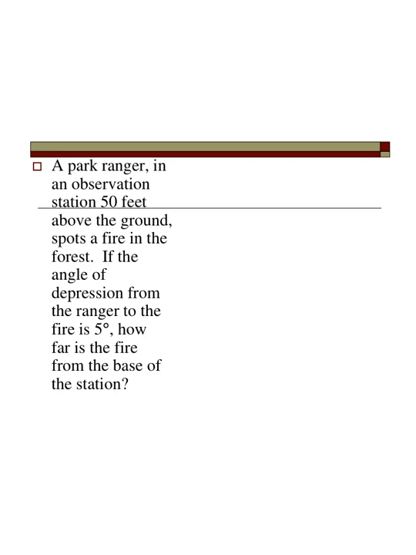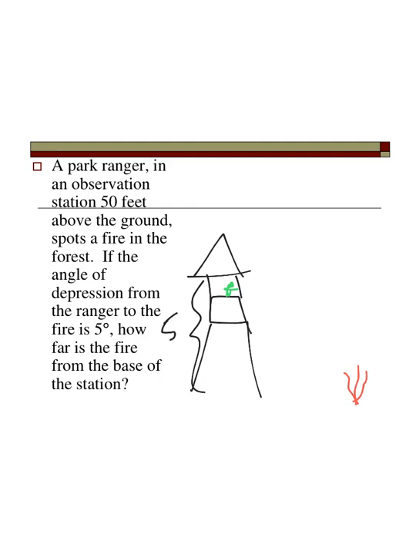Okay, so I'm going to go ahead and draw our station here. And then our ranger is going to be in our station. There's our ranger. And we have a fire. Our fire is going to be over here. We know that the station is 50 feet above ground, so I'm going to go ahead and indicate that. This is 50. And we have an angle of depression that is 5 degrees.